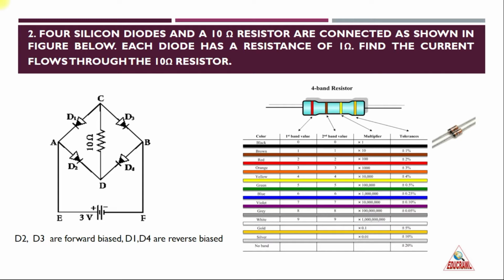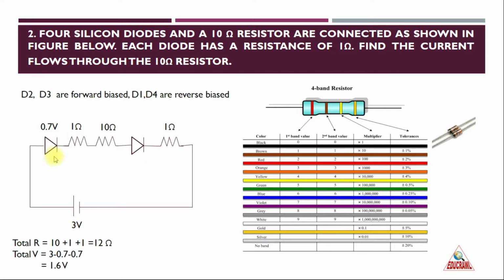From the diagram itself, you can notice that D2 and D3 are forward biased and D1 and D4 are reverse biased. And we know that in reverse bias, the diodes will not conduct current. So this circuit can be redrawn with the diodes D2 and D3 alone as follows. So we have got the two diodes D2 and D3. We know the potential drop across the diode is a constant value, which is 0.7 volt for a silicon diode, and whose resistance is 1 ohm.